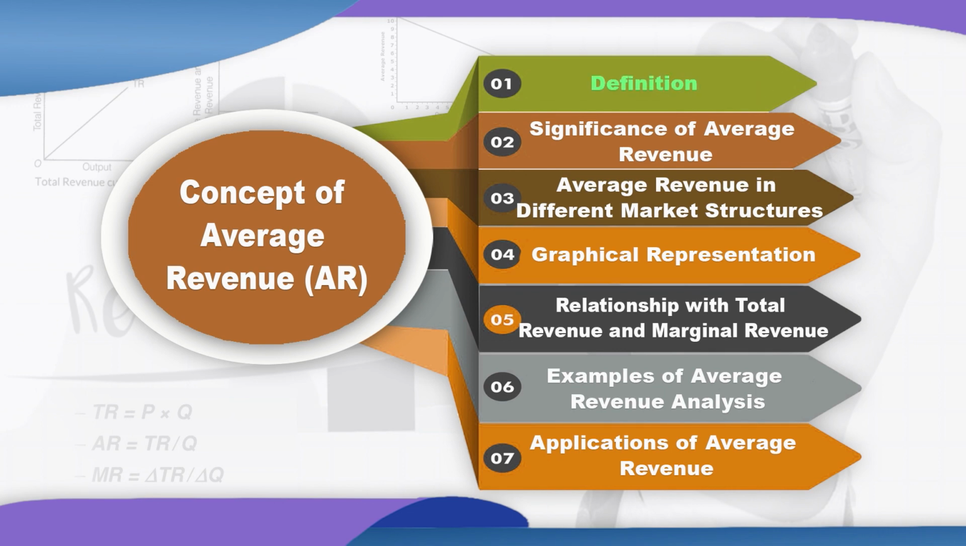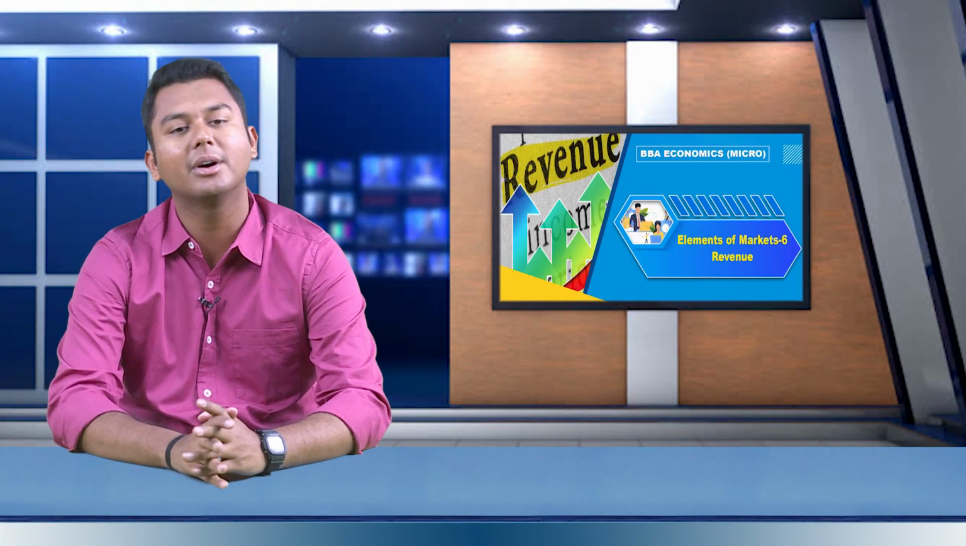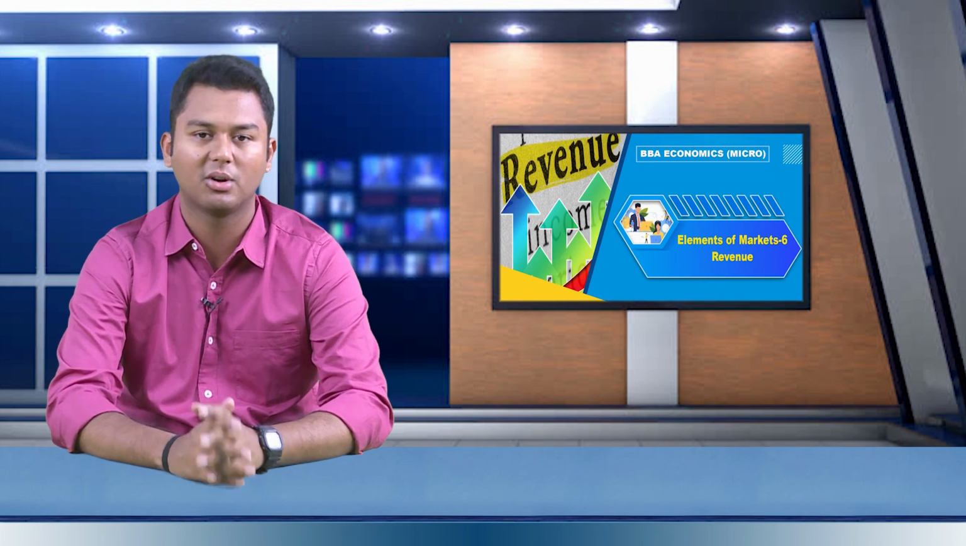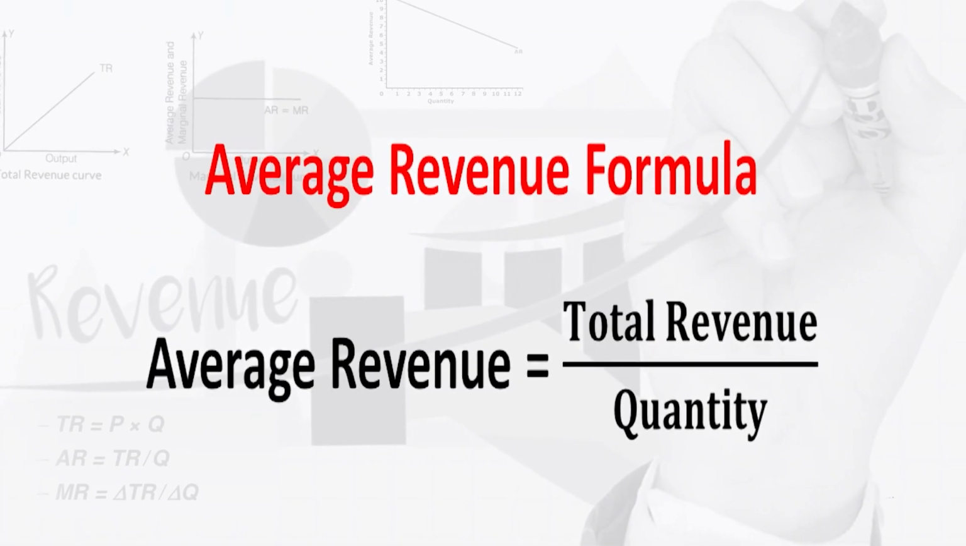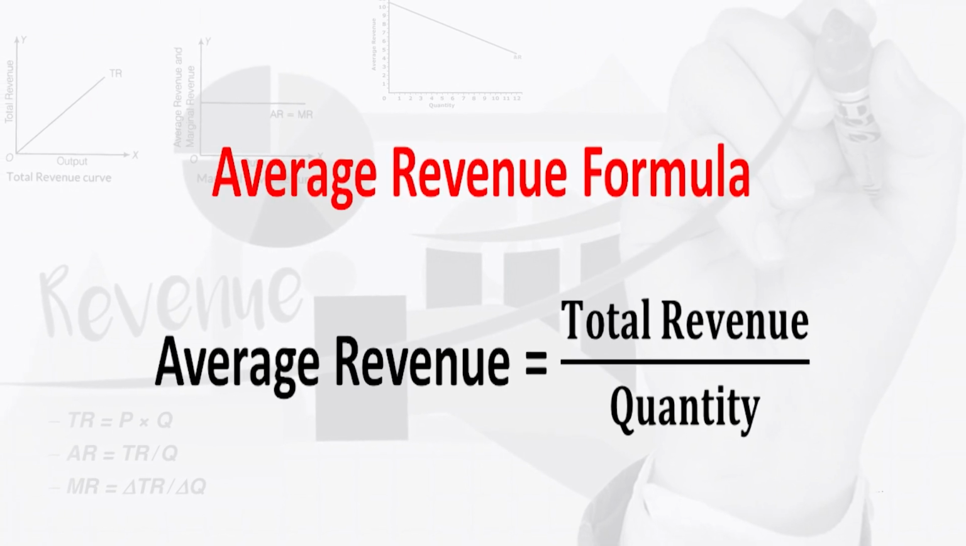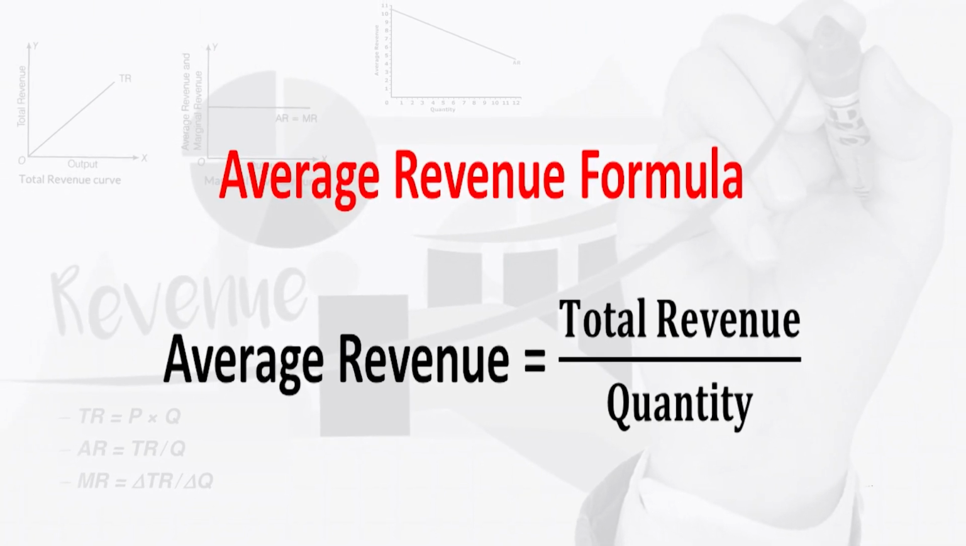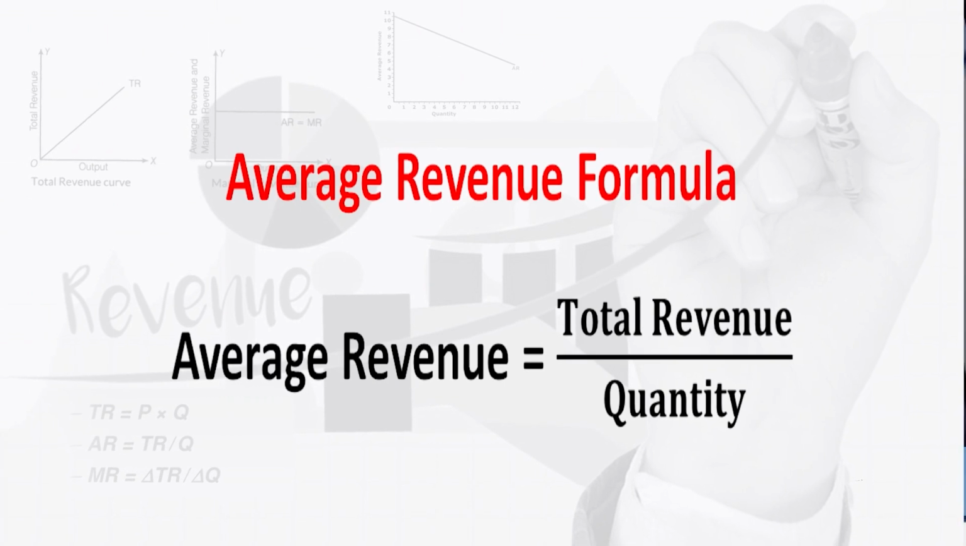So, if we look at the definition, the revenue earned per unit of output sold is called average revenue. It is calculated by dividing the total revenue by the quantity of units sold. So, here as you can see, AR, that is average revenue, is equal to TR, total revenue, by the total quantity, right. So, here Q is quantity of units sold.